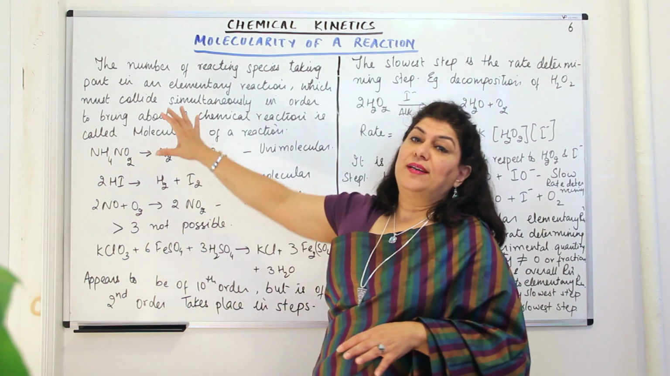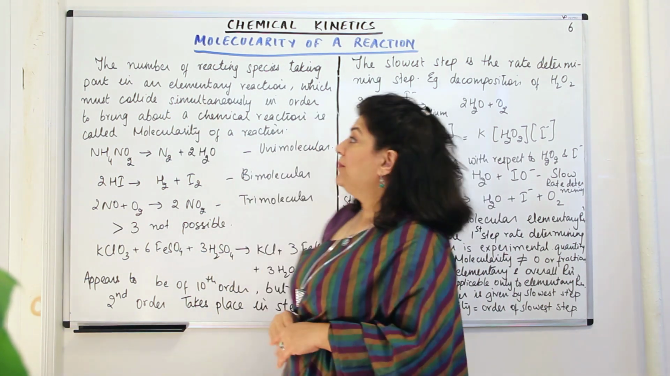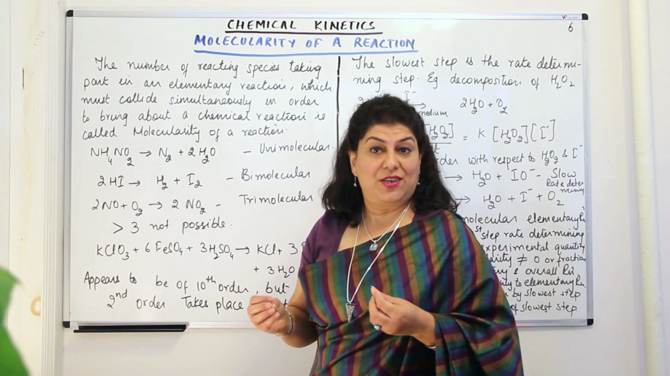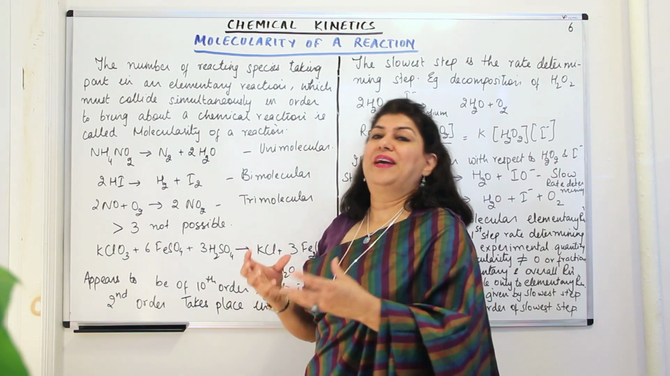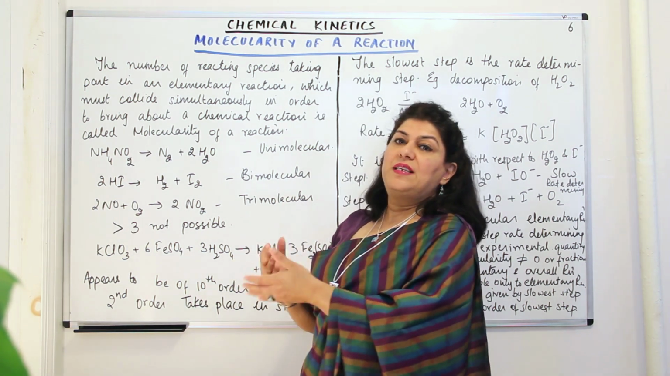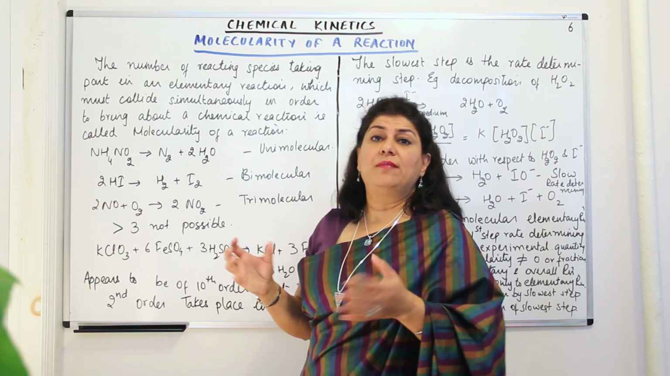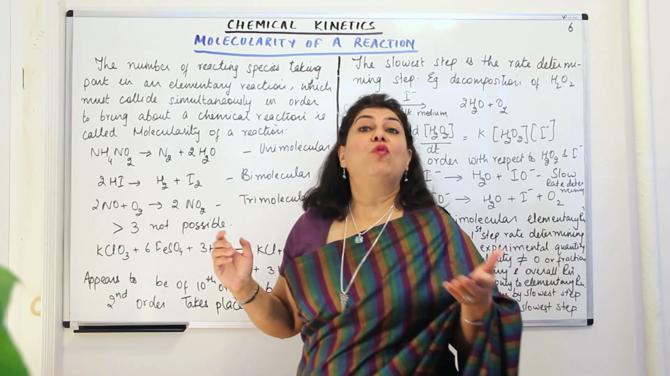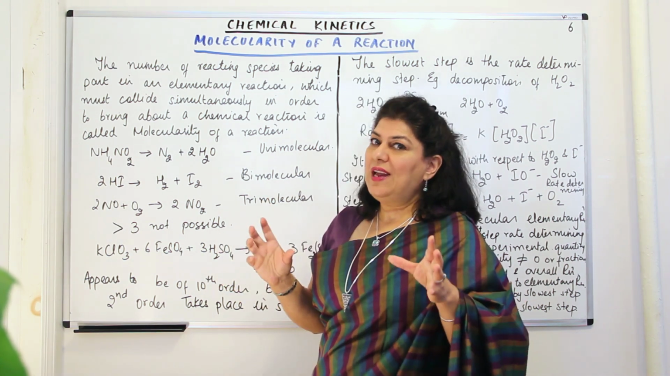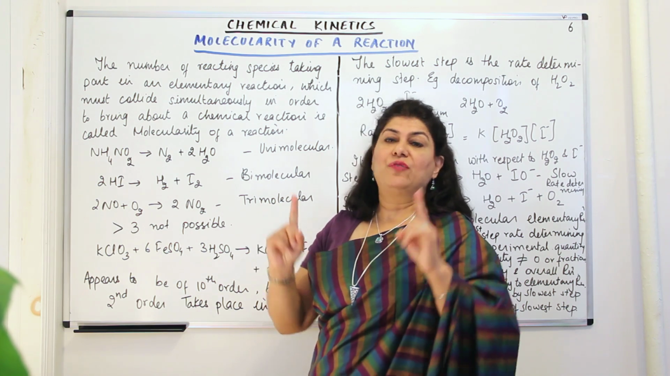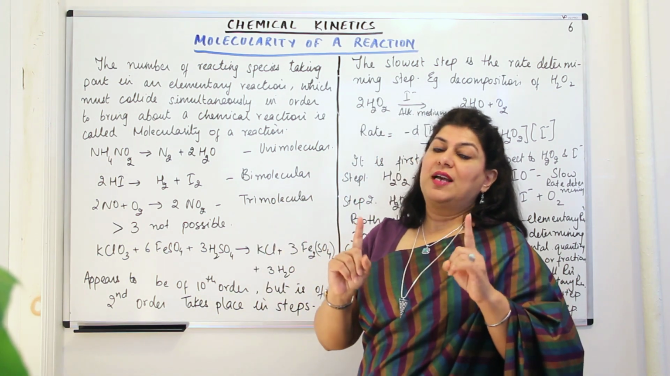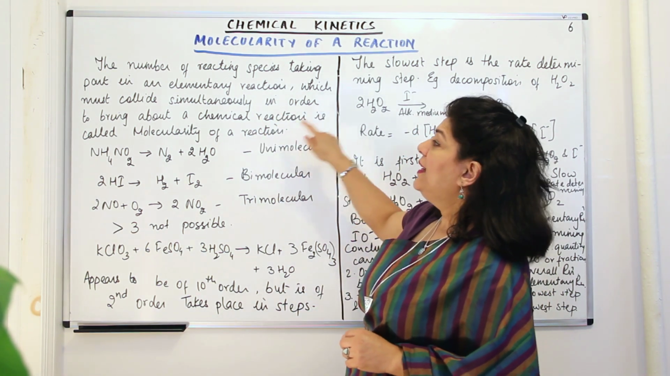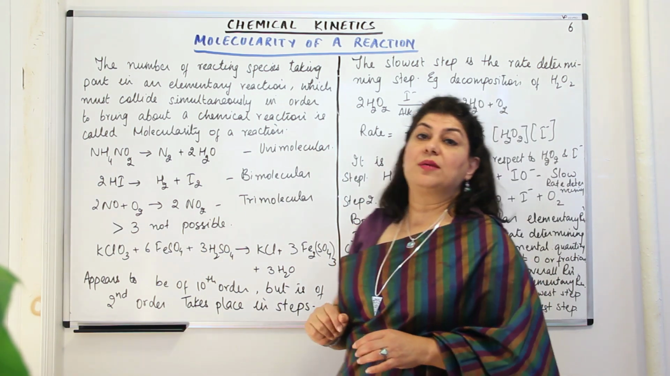So from this, let us now understand what molecularity of the reaction is. The number of reacting species taking part in an elementary reaction. So now we are already talking of an elementary reaction. Sometimes the molecularity may appear to be 3, yet the reaction may be a complex reaction. It may involve steps. So the molecularity of an elementary reaction would be the number of reacting species that must collide simultaneously in order to bring about a chemical reaction.